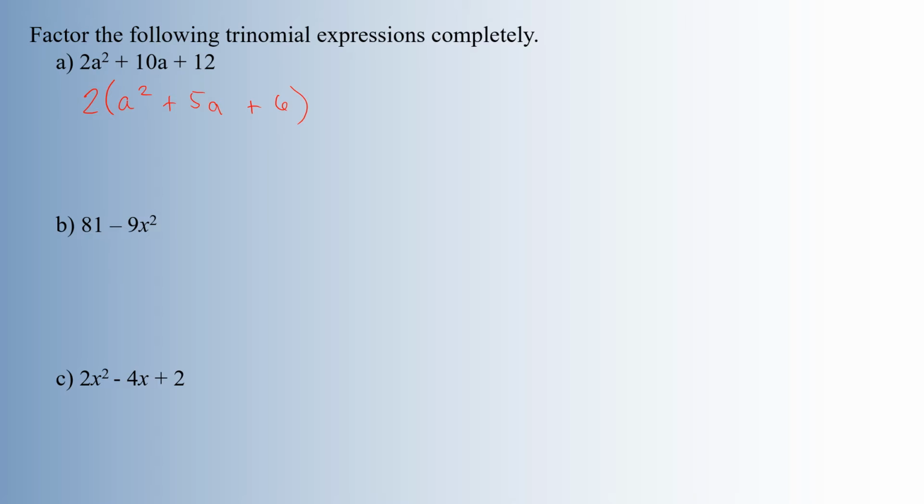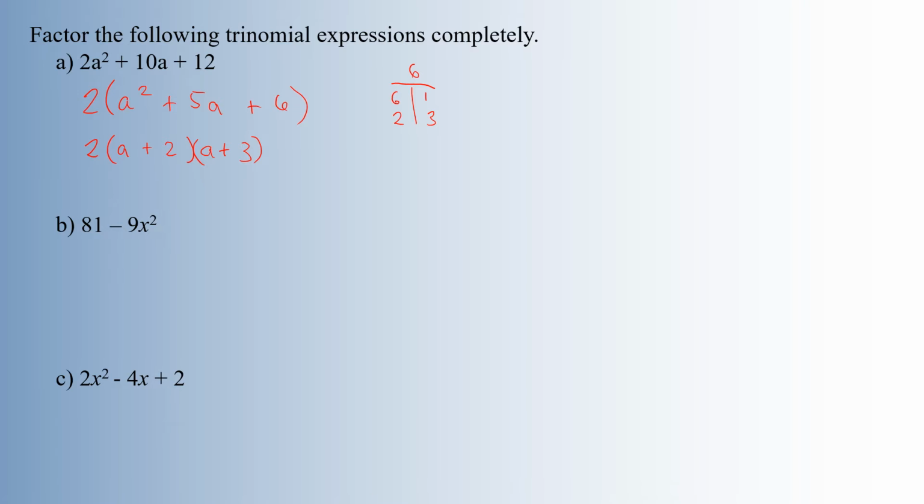Remember, I'm looking for factors of 6 that add to 5. I know there's 6 and 1, well, they'll add to 7, but there's also 2 and 3. 2 and 3 add to 5, so those are the factors that we need. So we have to do the a squared factors a and a. And then it's a positive 2, so plus 2, and positive 3, so plus 3. So that is fully factored.